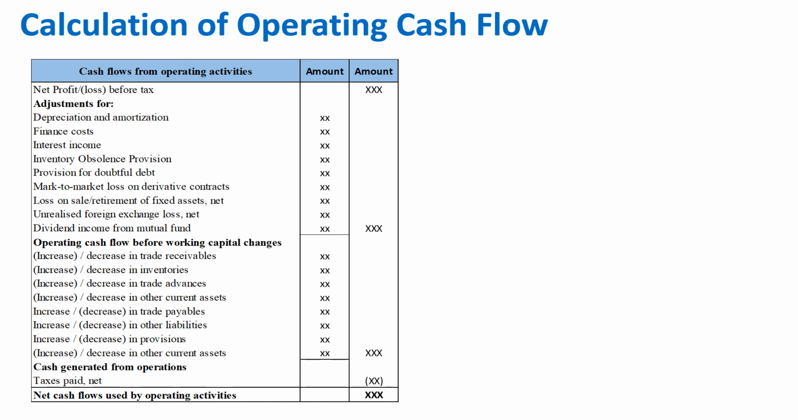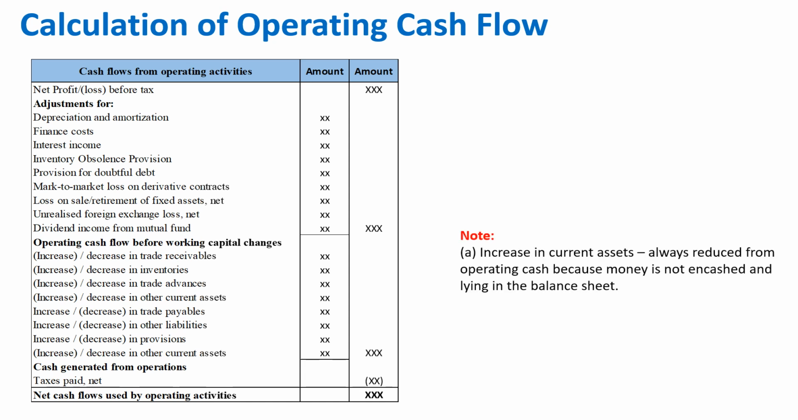So what are the adjustments you're going to do here? Increase, decrease in trade receivables, inventories, trade advances, other current assets, trade payables, other liabilities, provisions, other current assets. Once you do this adjustment, you get cash generated from operations. After that, the tax amount you have paid to the government has to be reduced. And then you find net cash flows used by operating activities.